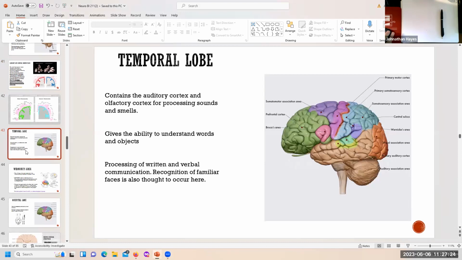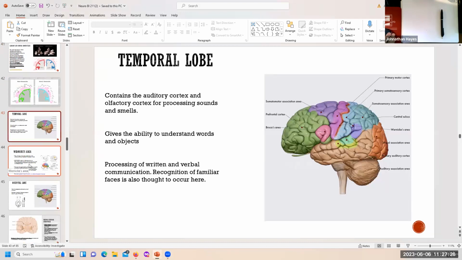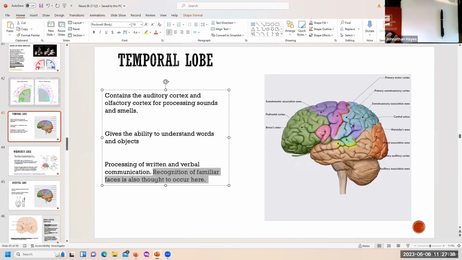Temporal lobe, maybe if we end up with problems with balance, maybe problems with auditory sense, we could certainly think of the temporal lobe. And one interesting thing about the temporal lobe is recognition of familiar faces actually occurs here. Isn't that wild?